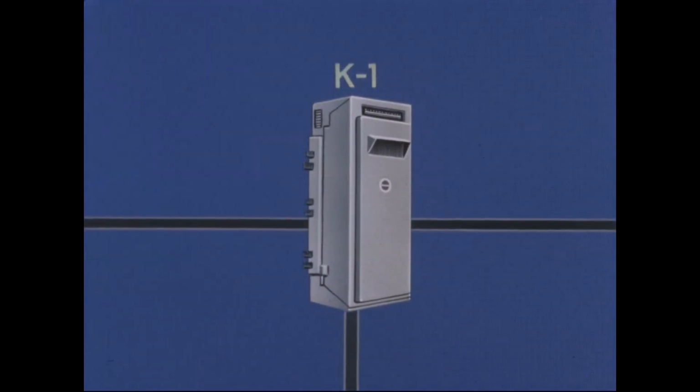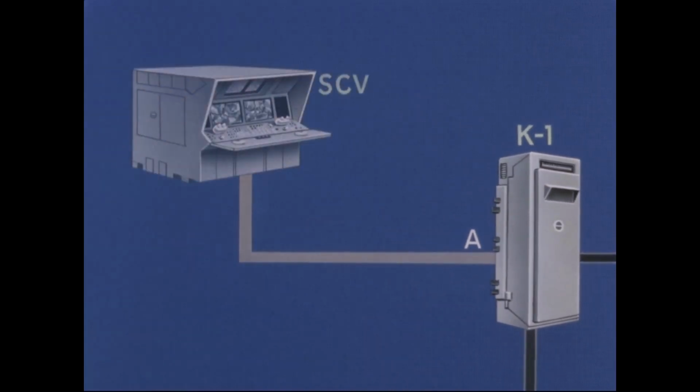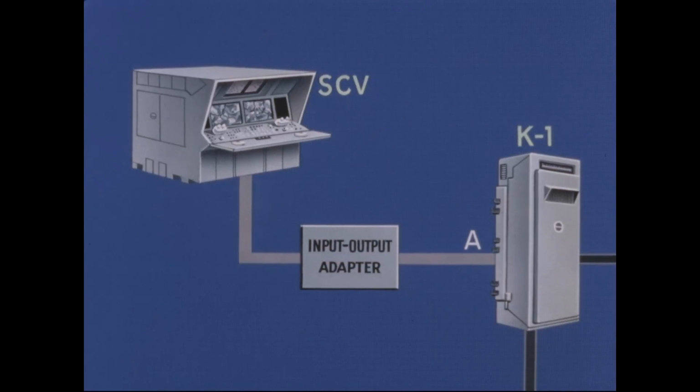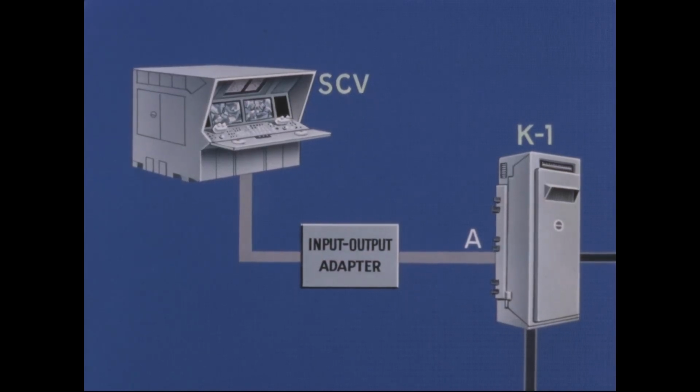Each K1 has 3 input-output channels designated A, B, and C. Channel A handles data to and from the stereometric comparison viewer, or SCV, through the input-output adapter. This adapter is simply a hookup that makes the K1 and the SCV electrically compatible as they are manufactured by different companies.